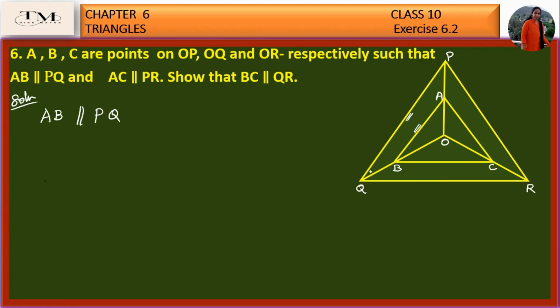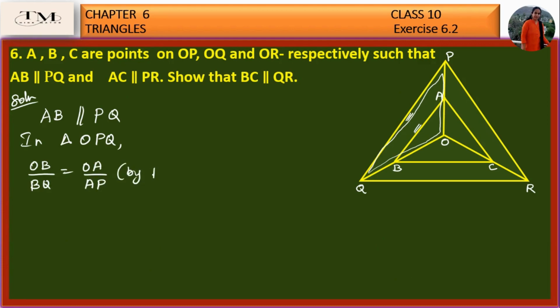So this AB is parallel to PQ. Let us consider this triangle OPQ. In triangle OPQ, by BPT we have OB by BQ equal to OA by AP. This is by the basic proportionality theorem, and we will keep this as 1. Next, AC is parallel to PR. AC is here and this is parallel to PR. So consider this triangle.